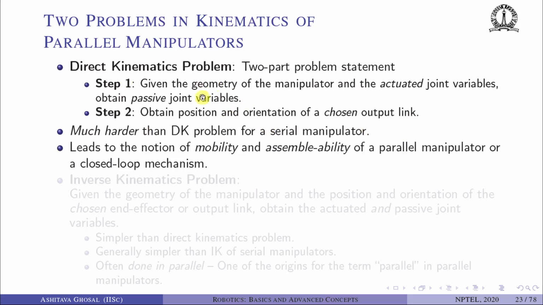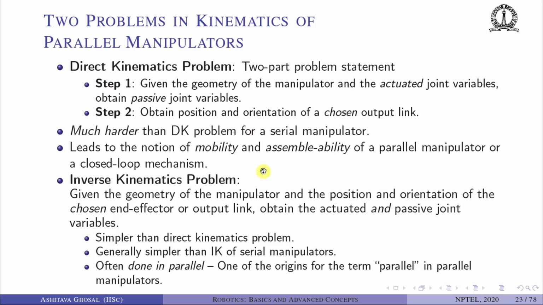The solution of the direct kinematics problem, specifically step 1, gives rise to something called the notion of mobility and assemblability of a parallel robot or a closed loop mechanism. So we will see later that when you try to obtain the passive joint variables, we'll obtain conditions that some of the passive joint variables do not have real values. So that leads to this notion of mobility and whether you can assemble the parallel robot.